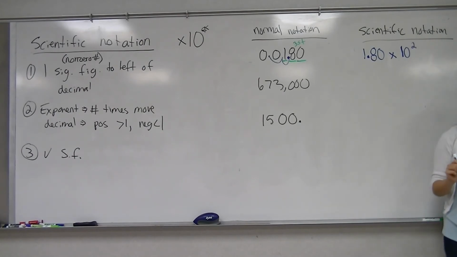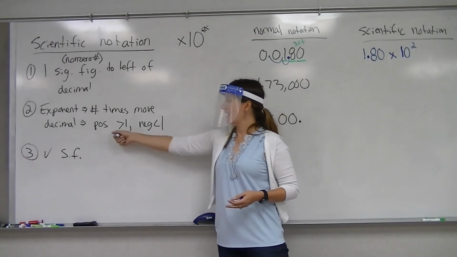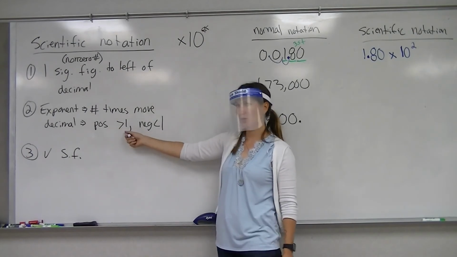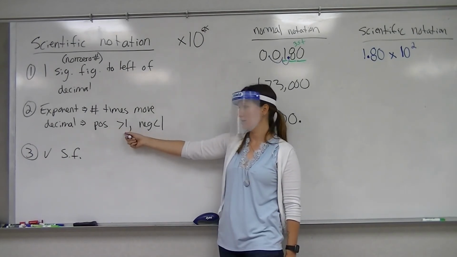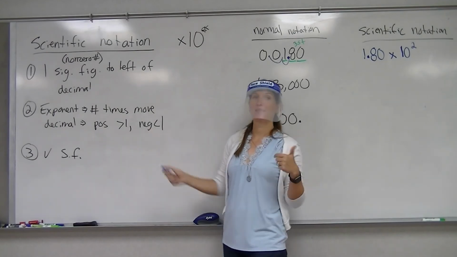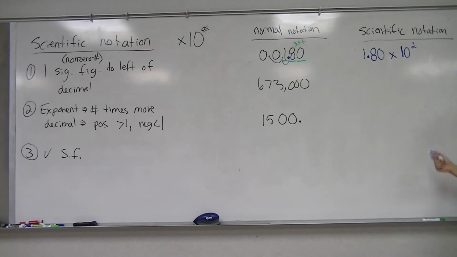But now you need to double check and see, does it stay positive? Is it supposed to be a positive 2 or a negative 2? And that's where this is helpful. It's saying that it should stay a positive exponent if your original normal notation number was greater than 1. If your original number was less than 1, it should be negative. Our original number was less than 1, so we want to make sure we're adding a negative in front of that.